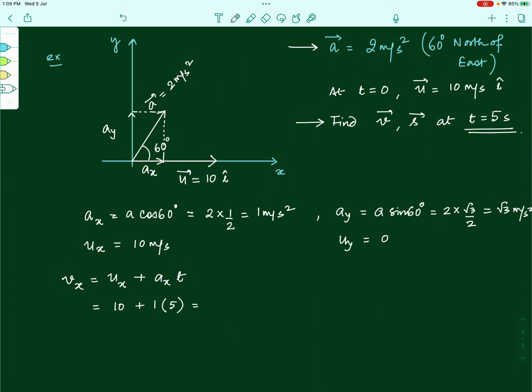Solve it to get Vx is equal to 15 meters per second. This is the value of Vx. Similarly, can we say that Vy, which will be uy plus ay into t, should be uy is 0 plus root 3 times 5. So Vy will be 5 root 3 meters per second. We can just keep it like this. Now we have got the two components of velocity. How do we get the net velocity vector then?